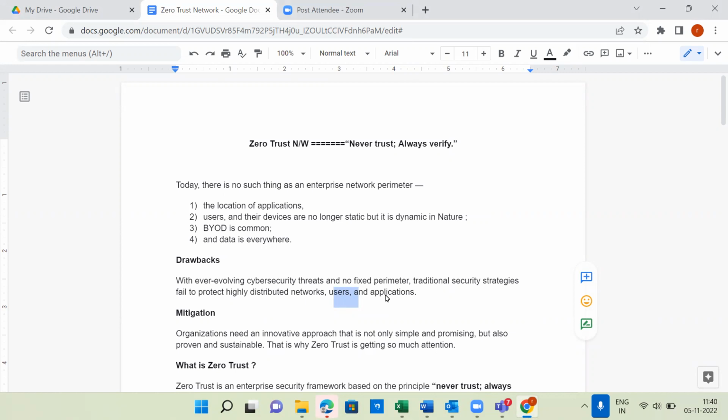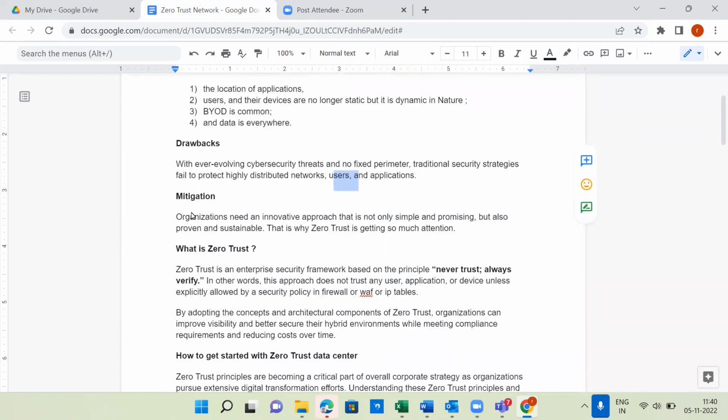Because perimeters exist everywhere, users are everywhere, data is available everywhere, and devices, applications and BYOD devices are increasing day by day, to mitigate these drawbacks zero trust network access came into the picture. Now most organizations are implementing this zero trust network. The drawbacks shown under the perimeter network can be mitigated using zero trust network.